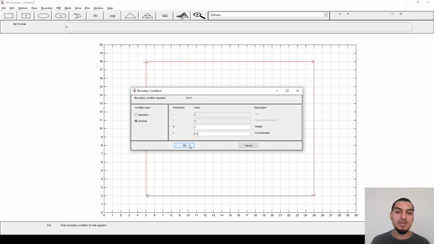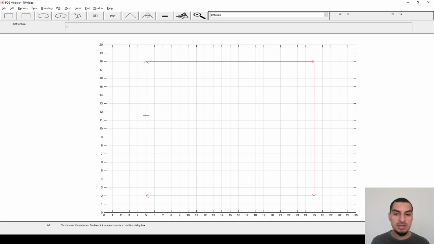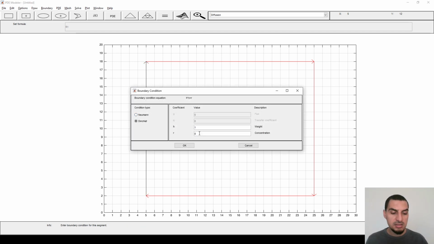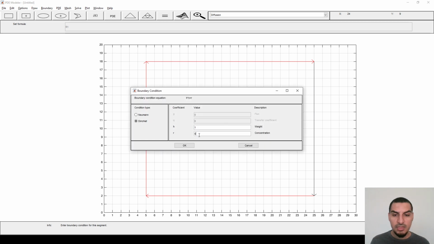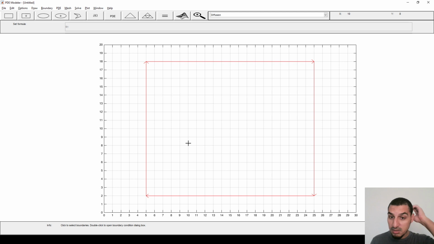So this is simply what I do to define the boundary conditions. It's as simple as that. And here it's 0.001, and here it is 0.001. So now I'm done with this boundary condition definition.